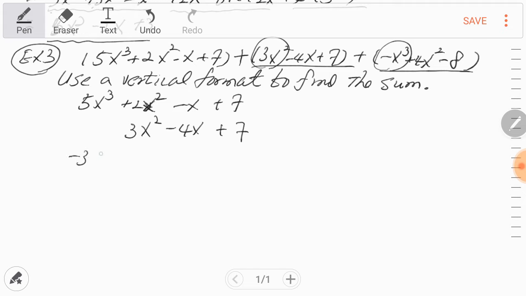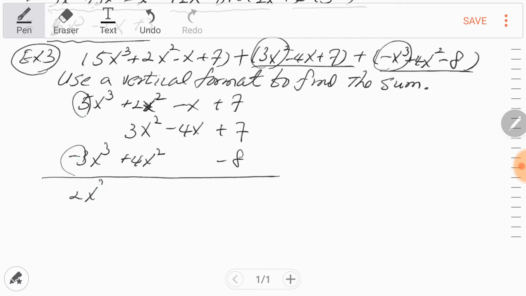So negative 3x cubed plus 4x squared. And the negative 8 is a constant, so I'm going to write negative 8 at the end. And the vertical format is add like terms vertically. So the first one is 5 minus 3. Okay, 5 minus 3 is 2x cubed.